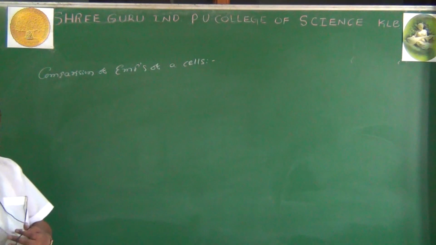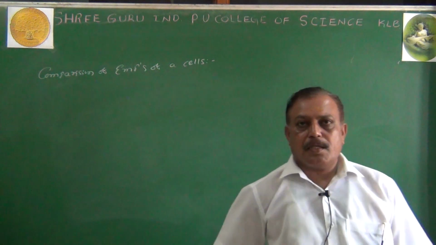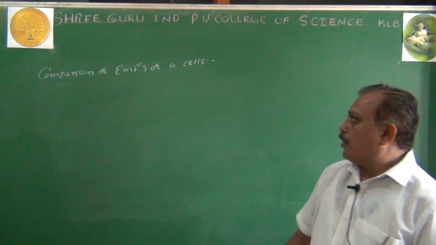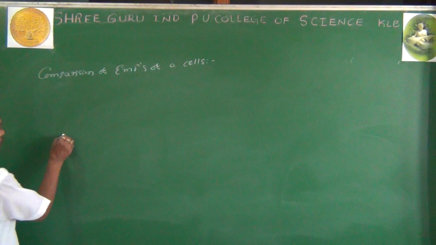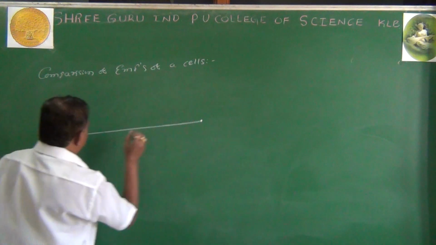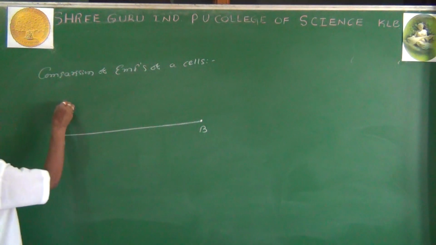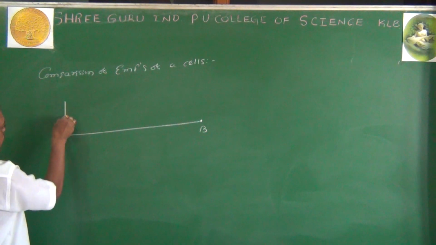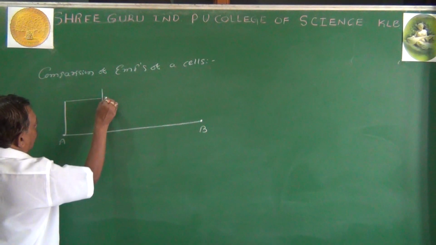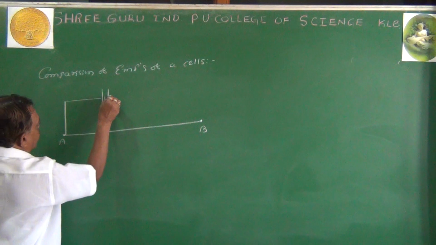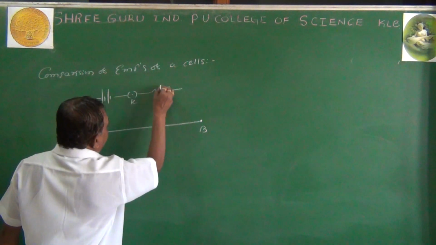To have a comparison, I need at least two. Then you can take any numbers, but a single one cannot be compared with itself. So I go for the basic circuit diagram for the potentiometer. The potentiometer consists of a wire stretched between the two ends, A and B, and end A is provided with the battery connection, and this circuit is called the primary circuit, provided with a key and rheostat to maintain a constant current in the circuit.